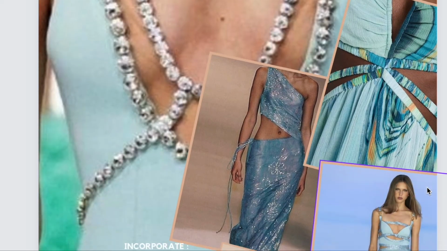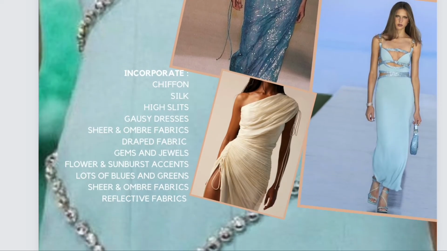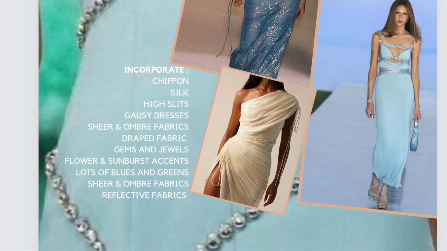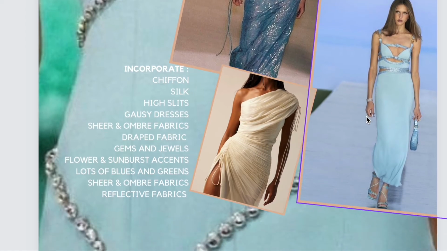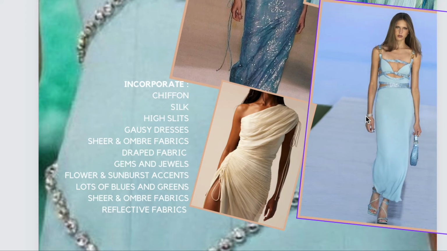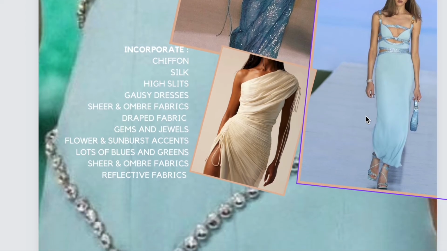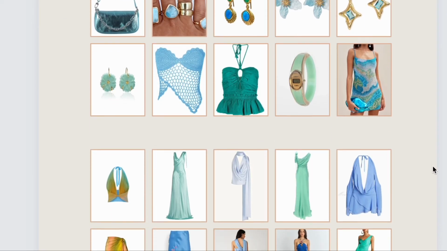Wardrobe is pretty simple, it's pretty self-explanatory, but we're doing silk chiffons, high slits, drapey fabrics, sheer and ombre fabrics could be really pretty as well. I like the idea of keeping the length long if you're going for a dress look. Reflective fabrics or something that has a sheen or a shine to it, that could be pretty as well.